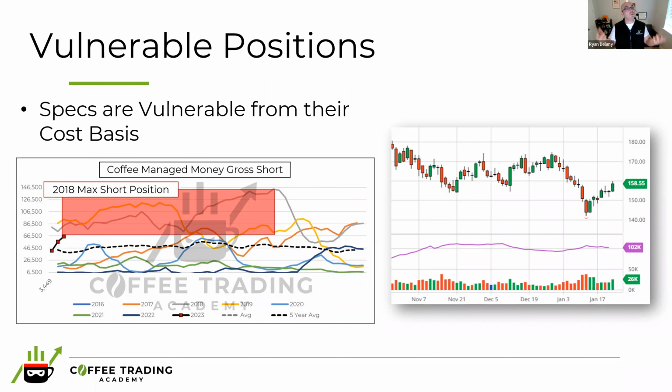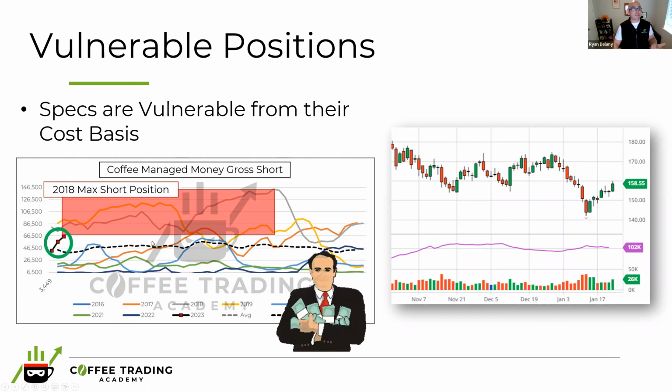But for the most part, they don't really care, because if they're making money on their hedge, they're losing money on their physical. They're making money on their physical, they're losing money on their hedge. The spec, by contrast, their entire fortune is tied up in their position. So that means if they put on a long position and the market goes against them, they can be forced to liquidate. So a new position is a vulnerable position for a spec.